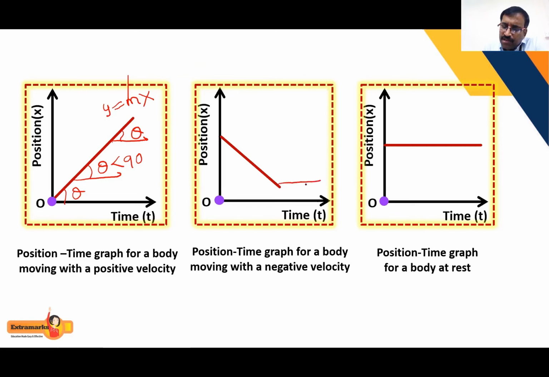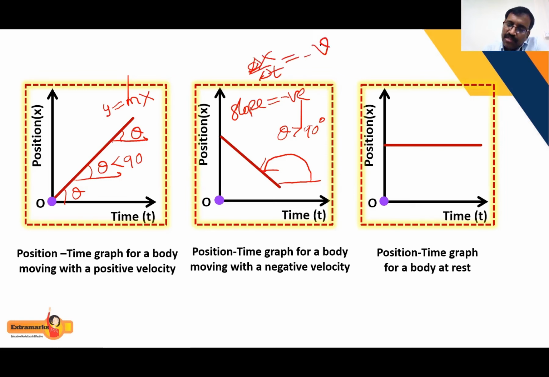Now coming to here, theta is the angle made with the x-axis by the graph given. So this is theta greater than 90. Greater than 90, that is 90 plus theta, comes under the second quadrant. So obviously in all silver teacups, only sin is positive. Remaining all are negative. So tan will be negative. So the slope is negative. Slope negative means, what does it mean? Slope means delta x by delta t. Delta x by delta t is V. That means V is what?